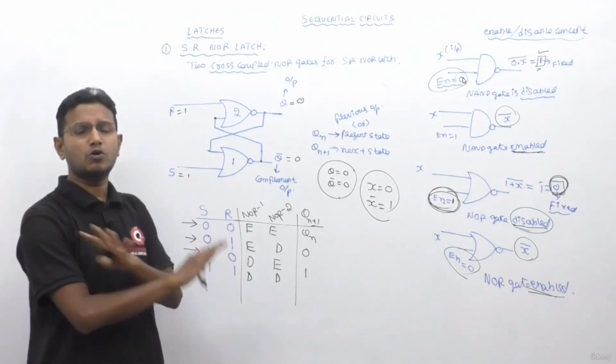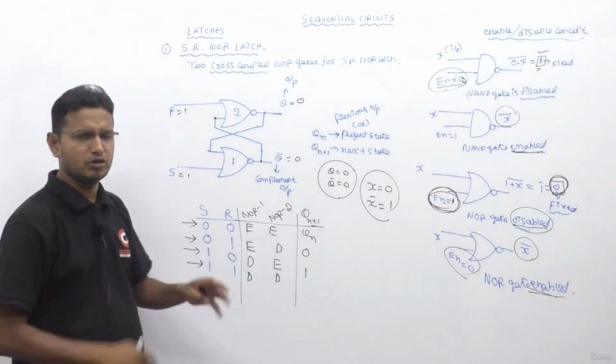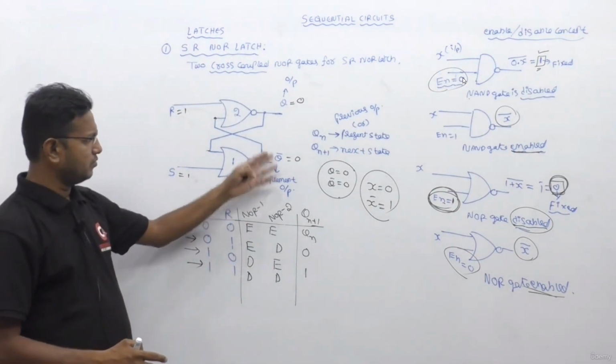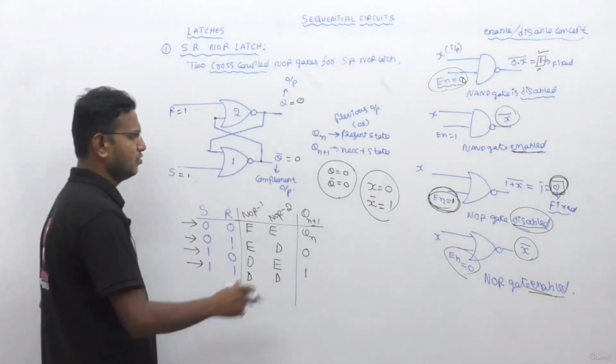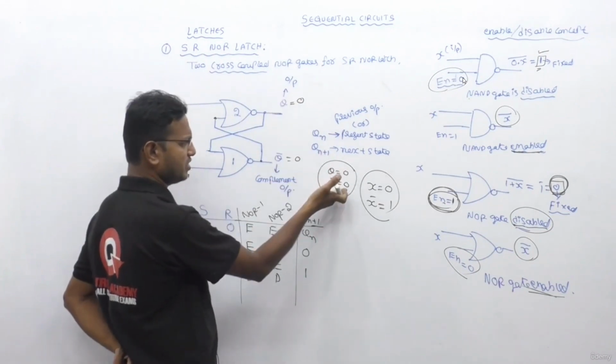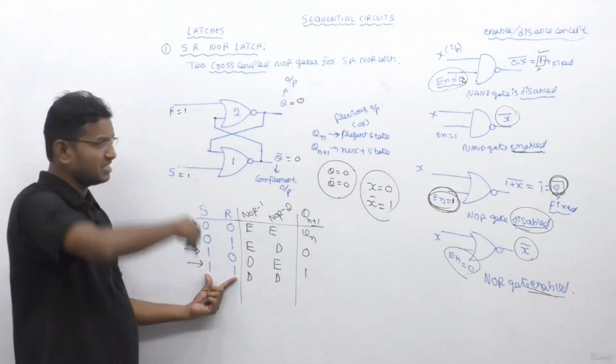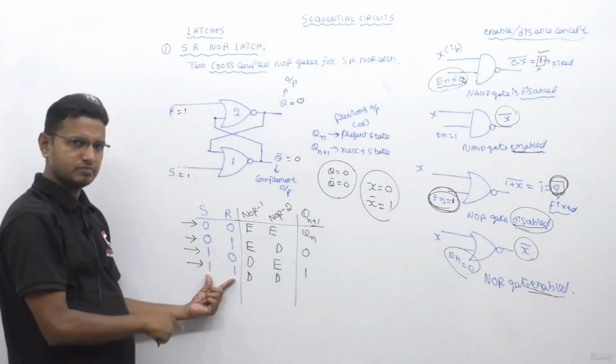Because it will totally collapse the Boolean algebra. You cannot work on devices when they are violating the laws. Q equal to 0 means Q bar has to be 1, but it is violating the law. So that's why never give S equal to R equal to 1. This is a major problem in this circuit.